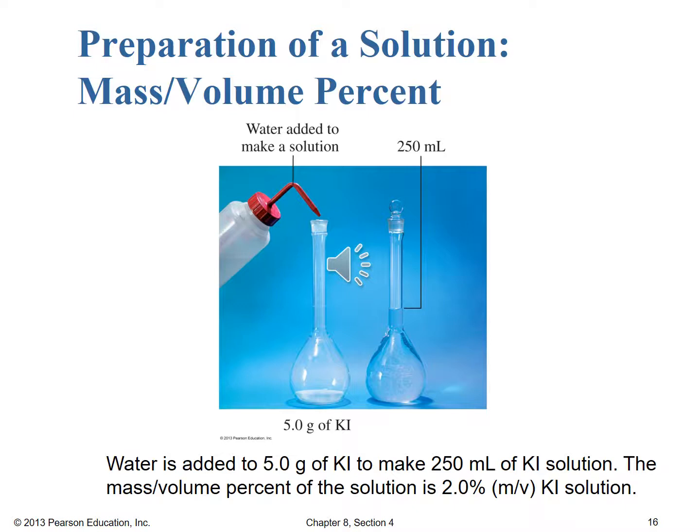You'll see chemists, instead, tend to use the moles rather than the mass in grams, which is just taking that mass in grams divided by the molar mass. So mass per volume percent solutions are quite common, especially in the health professions, so be on the lookout for those. In this example, 5.0 grams of potassium iodide were added, and then 250 milliliters of solution was made by simply adding enough water to go up to the mark. This gives us a 2.0% mass per volume percent solution of potassium iodide.